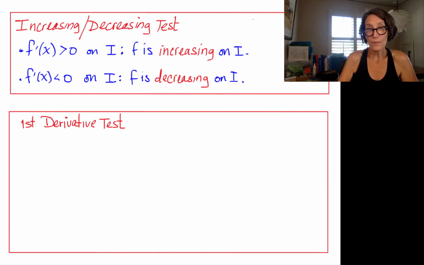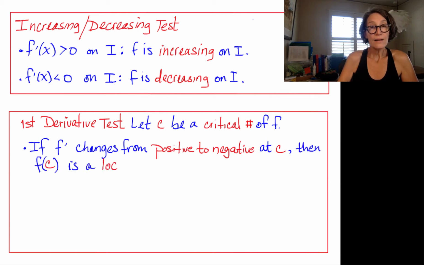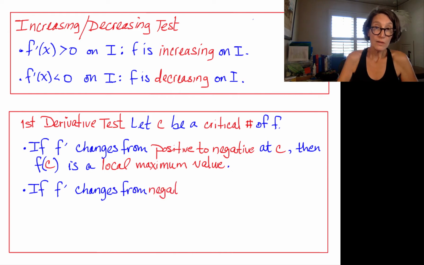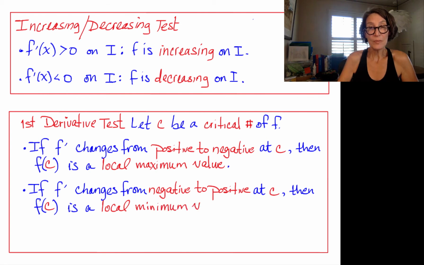The other test we're going to use is called the first derivative test, and that one is a test for local extreme values. So we test critical numbers. Let C be any critical number of f. The test says if f prime changes from positive to negative at the critical point C, then f of C is a local maximum value of the function f. If f prime changes from negative to positive, that means f is going down and then back up at the point C, then f of C is a local minimum value.